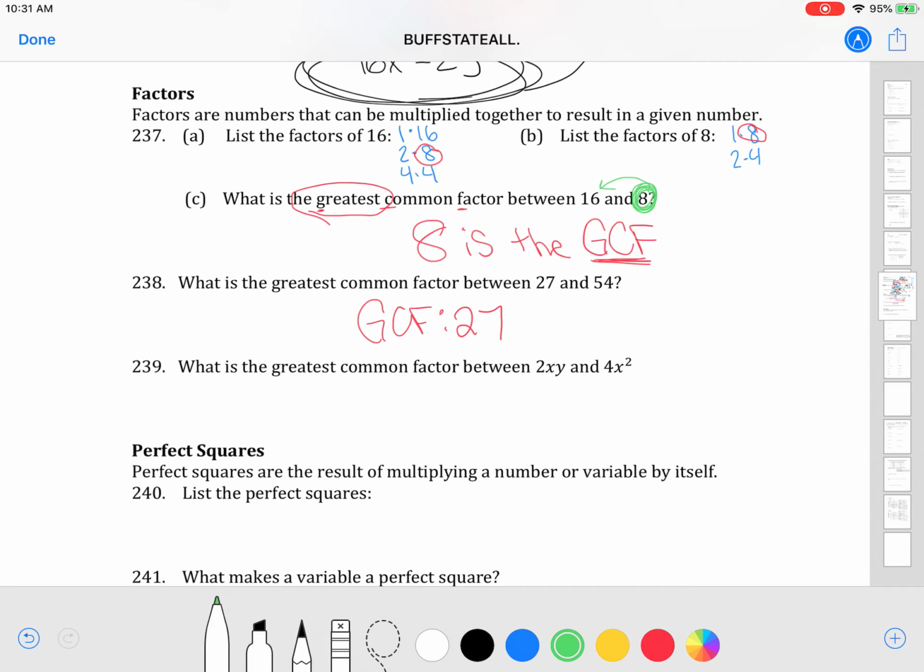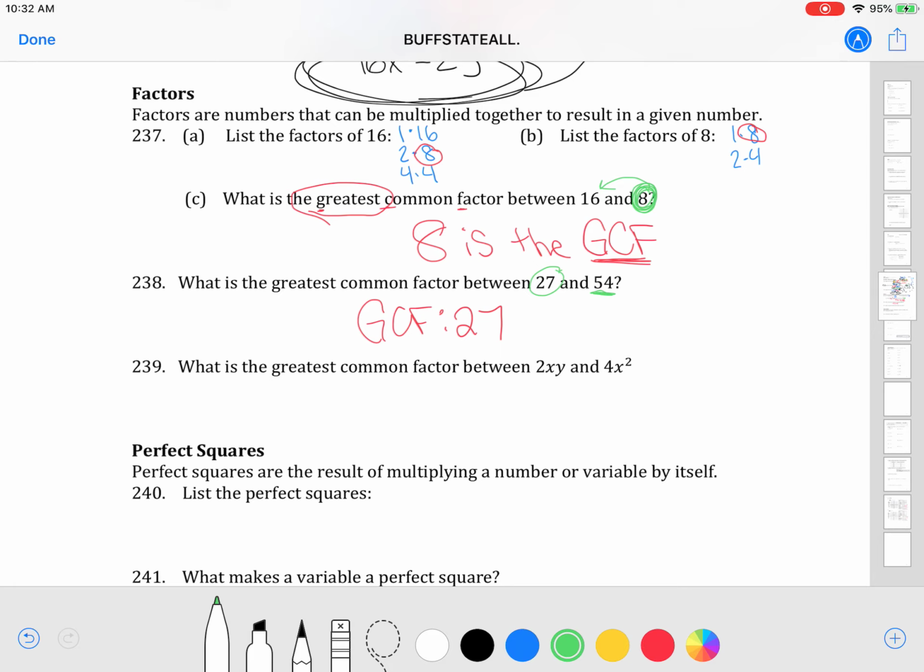So same idea with 238. Between 27 and 54, 27 is smaller. So that means the biggest factor of 27 is 27. If 27 also goes into 54, which it does, it has to be their greatest common factor because there's no factor bigger than 27 that goes into 27.